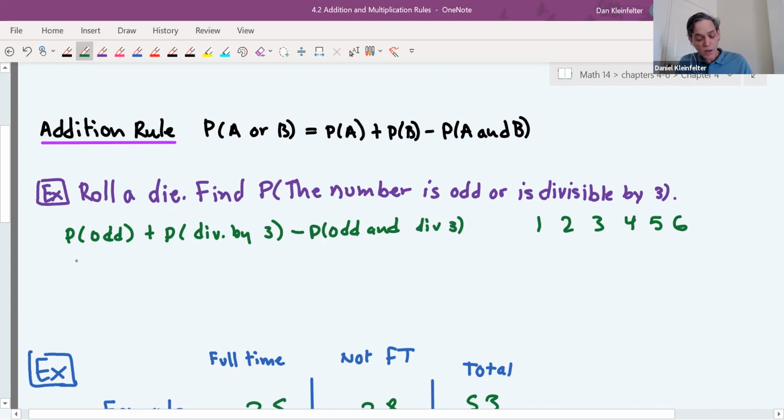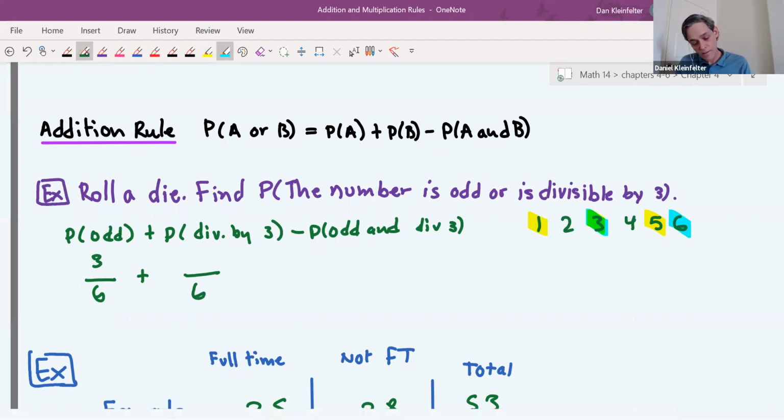Okay, so the probability that it's odd: out of 6 numbers, there are 3 odds, 1, 3, and 5. So there's a 3/6 chance of getting an odd number. Now the number is divisible by 3. Out of 6 possible numbers, how many are divisible by 3? 3 and 6 are divisible by 3. So there's a 2/6 chance of getting a number divisible by 3.